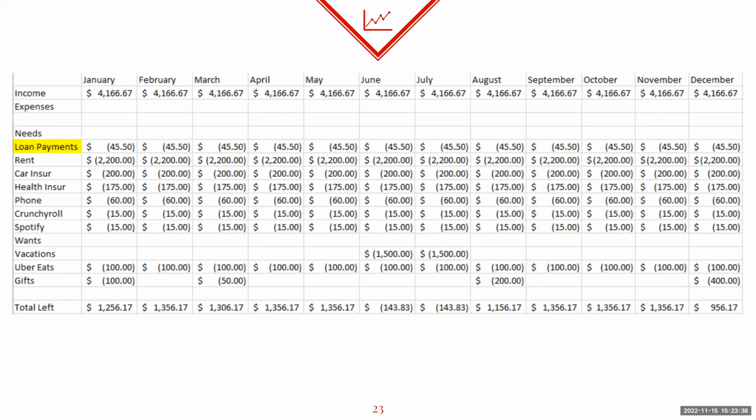Yeah, and the main reason for this tool, since we're not a budgeting program here today, the main reason it fits in here is because that highlighted line item, loan payments, is the key to determining what type of loan payment arrangement you may want to make.